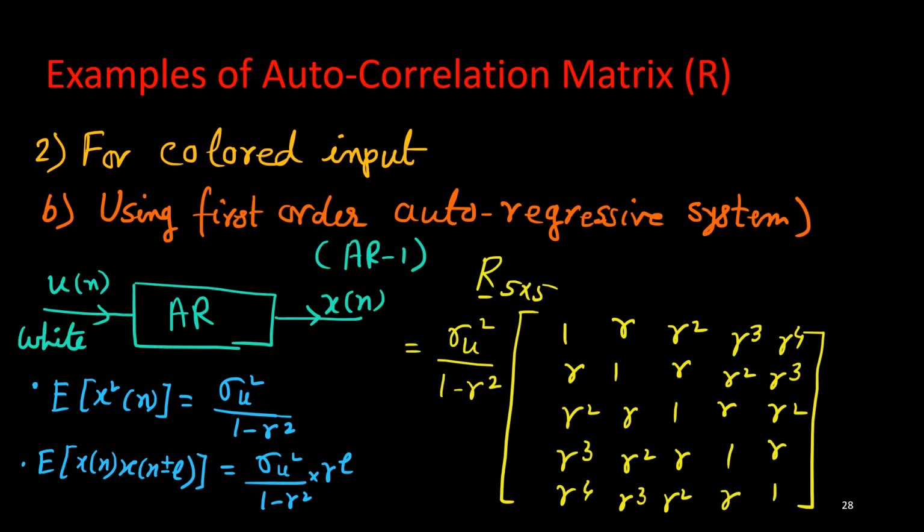Similarly we'll get 5 by 5. So you see sigma squared by 1 minus r squared is common for all. This diagonal is all 1, next diagonal is all r, then r squared, then r cube, then r to the 4, like that. Similarly this side r, this is r squared, this is r cube, and you know that this R is always a symmetric matrix. Okay.